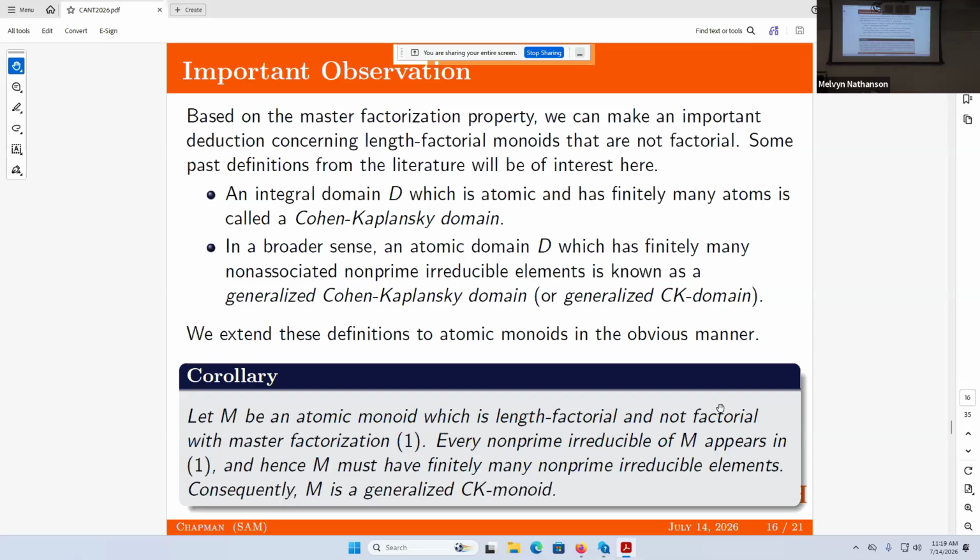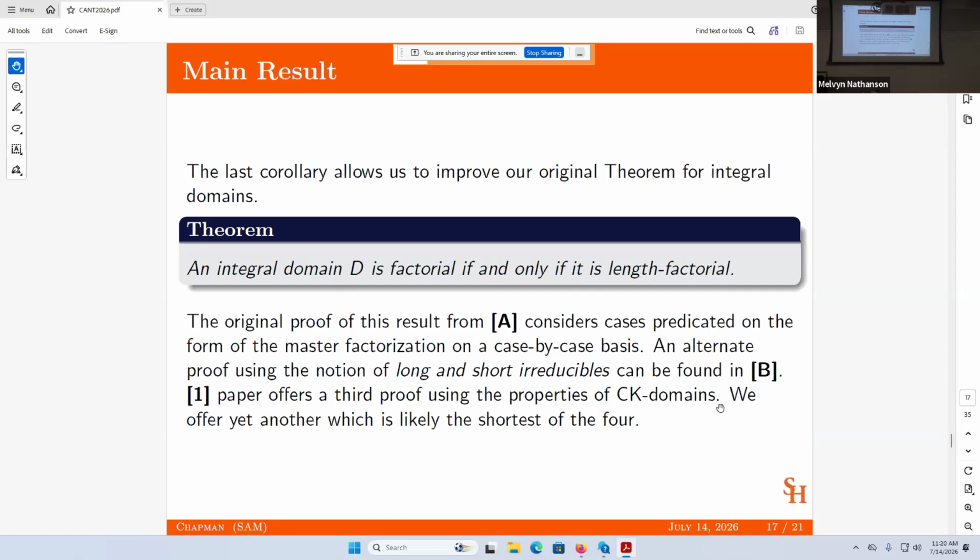Let M be an atomic monoid, which is length factorial and not factorial, with master factorization 1. Every non-prime irreducible of M appears in 1, and hence M must have finitely many non-prime irreducibles, so it's a generalized Cohen-Kaplansky domain. Now, these things have been studied pretty intensely 20 to 25 years ago, so there's a lot of literature about them that you can use, and using some of that, you can prove the following theorem.